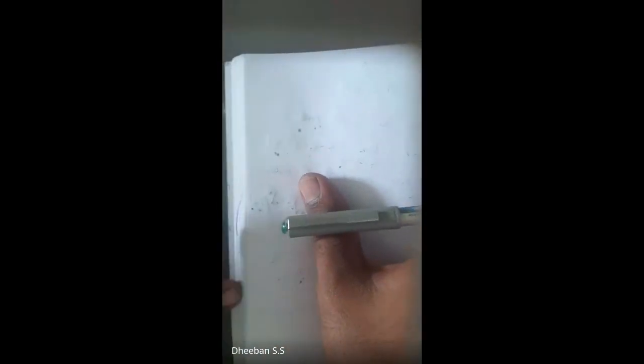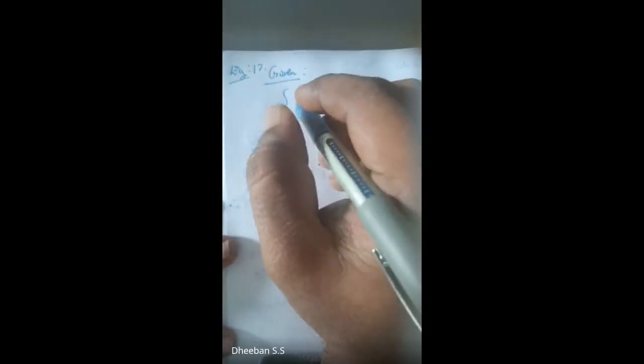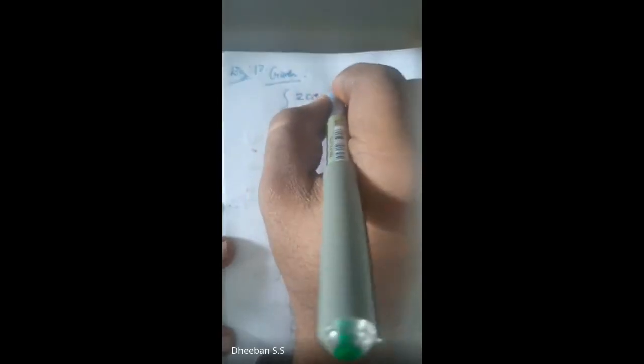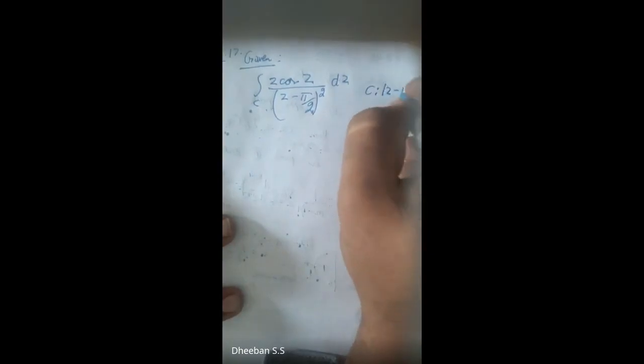So this is another interesting problem. Example 17. The integral over T, where this T they might sometimes say as a closed curve, or sometimes as a contour, of cos z by z minus pi by 2 the whole square into dz. Here they are defining the contour or the closed curve as the set where the modulus of z minus 1 equals 1.